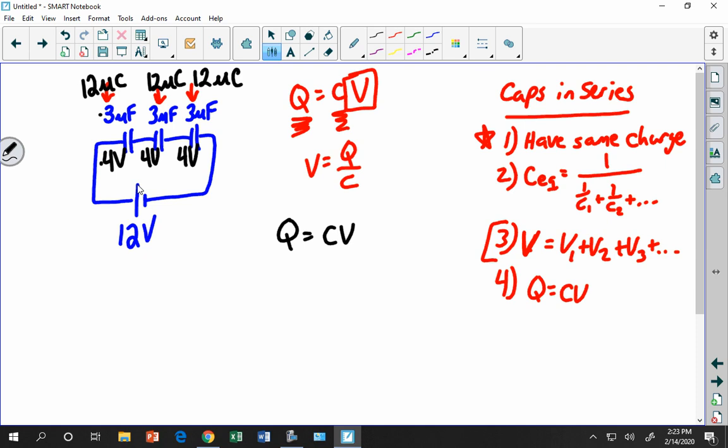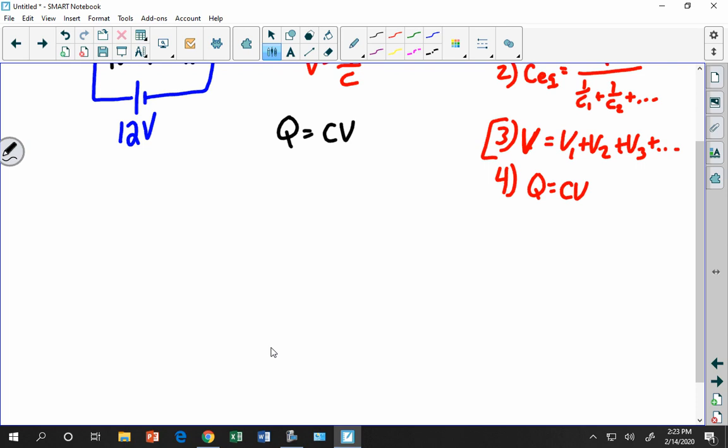So that problem is pretty simple. I don't have to create an equivalent capacitance or anything. I can just do it that way. Let me show you a different way to do it. So if I started with the same circuit, and I didn't make those arguments about, well, these are all the same capacitors, and so they have to all have the same charge and the same voltage.